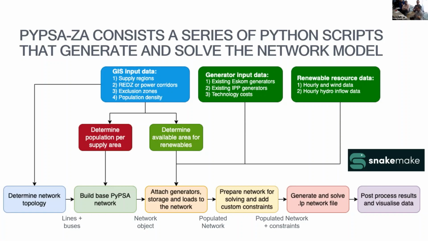So now you've built your object, and you have your generators attached. If you have to do any pre-processing before you solve the model, let's say you want to impose custom constraints on the model, it goes through that step. You then generate the file, send it to a solver, and get the results. Obviously you can just run each Python script, get the inputs, put them into the next Python script, and run it.